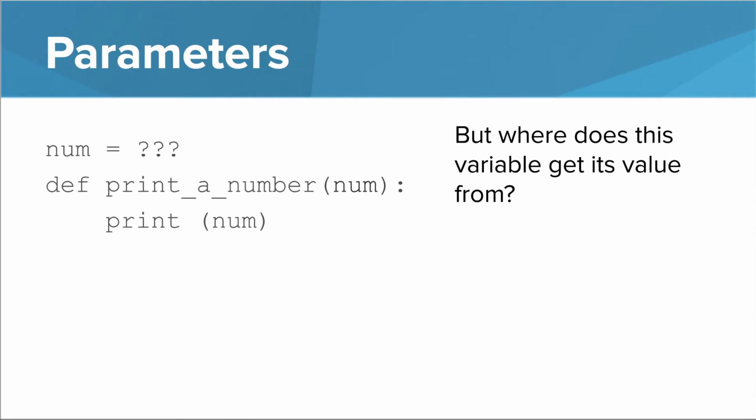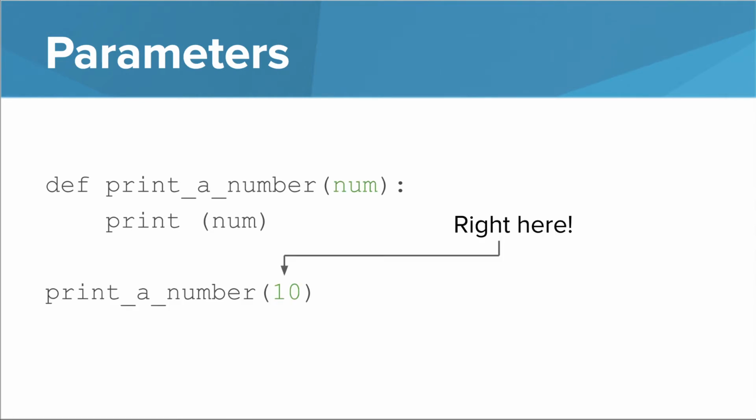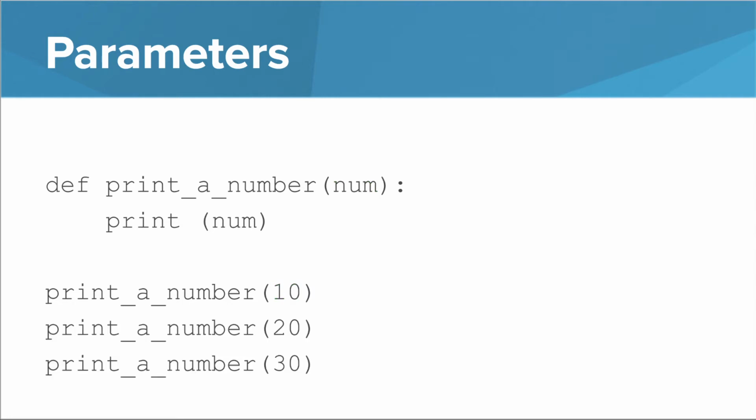But where does this variable get its value from? You actually give the variable a value when you call the function. This is sort of equivalent to saying num equals 10 inside the function, except that num can have a different value each time you call print a number.